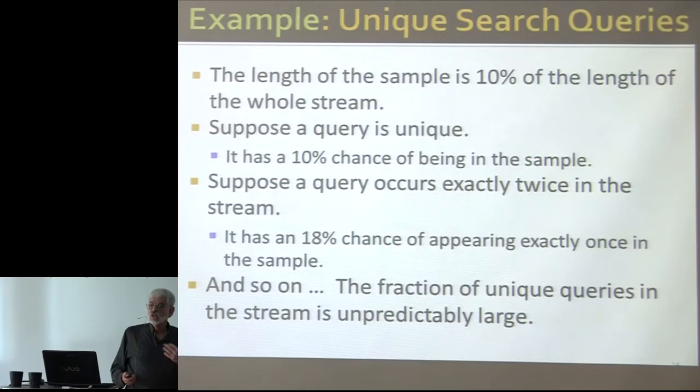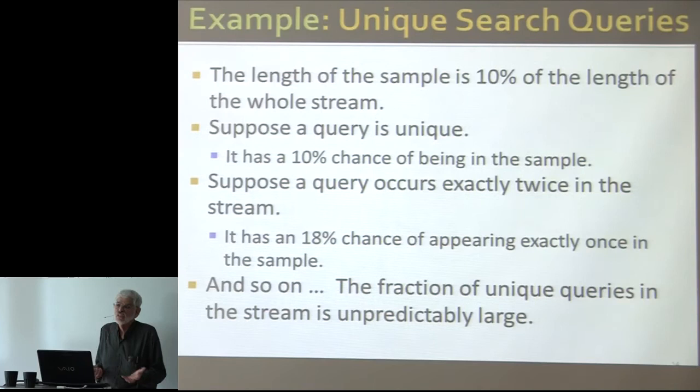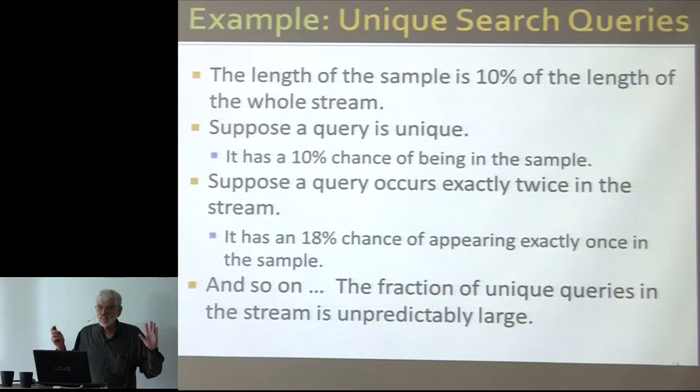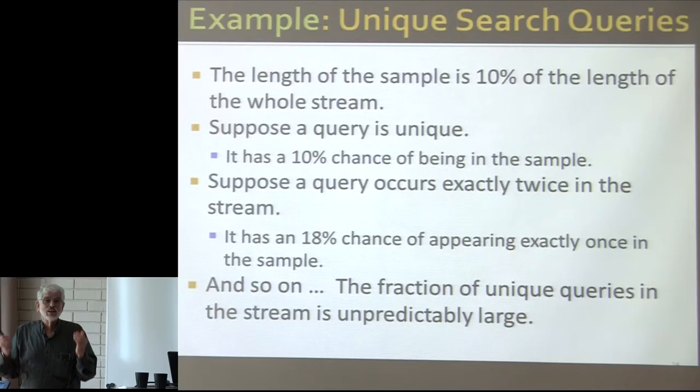And if it appears three times, there's a 27% chance it'll be unique or something. At any rate, the point is, since you don't know the distribution of the number of occurrences, you don't know how many unique things you're going to falsely see in the stream. And the bottom line is this is just not the way to do it. Then the interesting thing is, is there a way to do this? Can I actually sample 10% of the stream and get a number such that the fraction of sample elements that are unique will tell me the fraction of elements that are unique in the entire set?